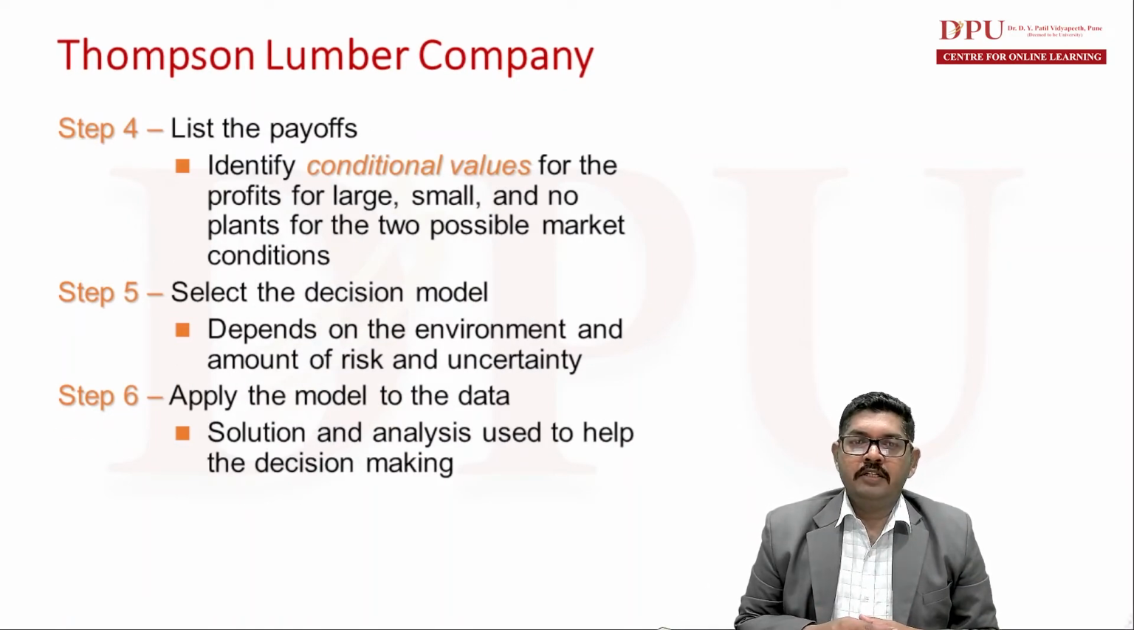Then step 4 is list the payoff. Payoff means outcome or output of choosing any particular course of action. So identify conditional values for the profits for large, small, and no plants for the 2 possible market conditions. Then step 5 is select the decision making model. Depending upon the environment and the amount of risk and uncertainty, a decision making model is chosen. Step 6, apply the model to the data. We have to apply the model and generate the solution by using the model. So solution and analysis are used to help the decision making.